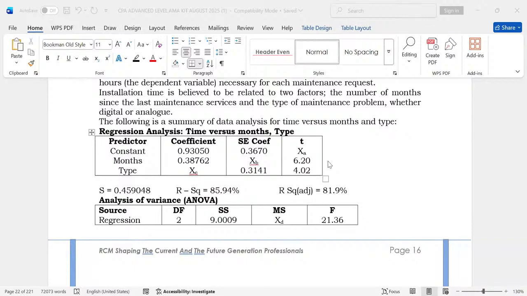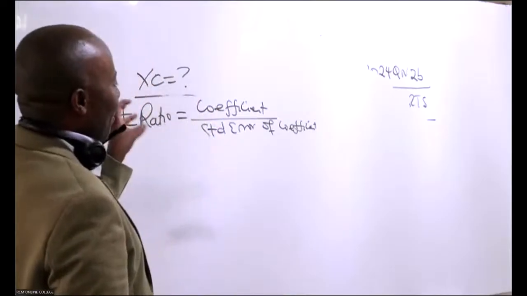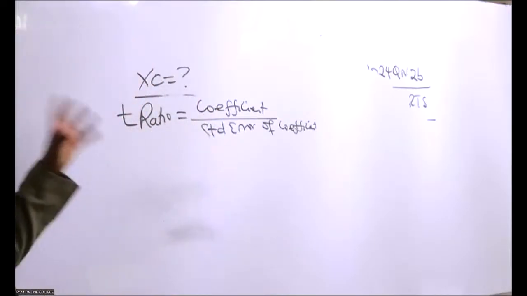So XC is there. So now we are getting XC. You can see the row where XC is in. You can see it is in row number 3. I can see the coefficient is the one that is missing, right? SE coefficient, already we have it. And the T ratio, we have it as 4.02. So now I'm getting XC. Unfortunately, I'm using the T ratio approach.